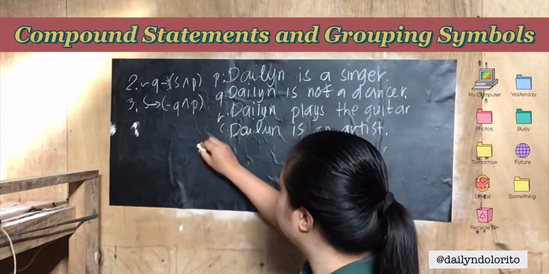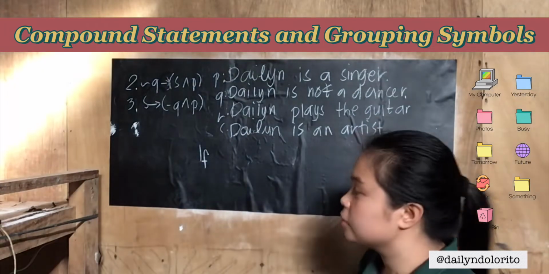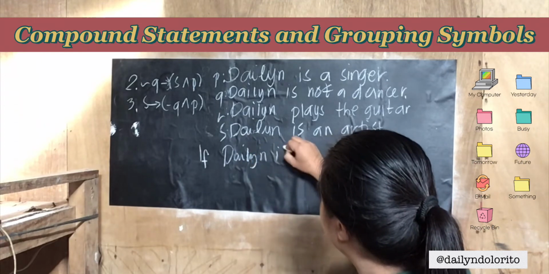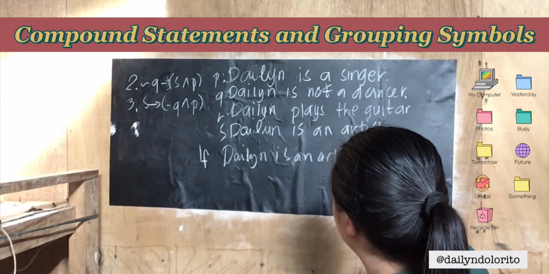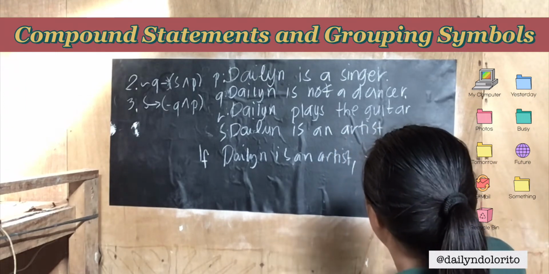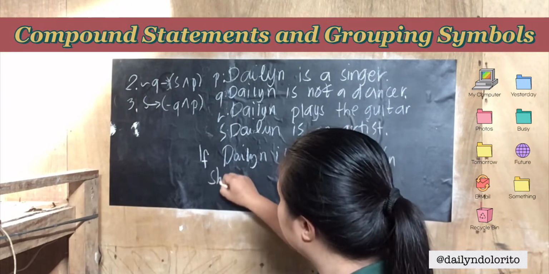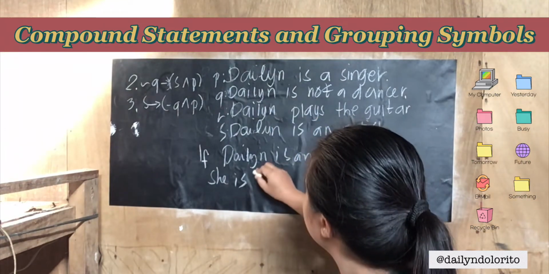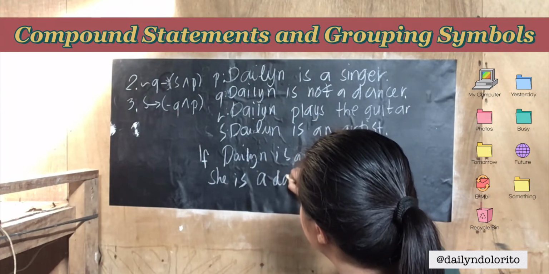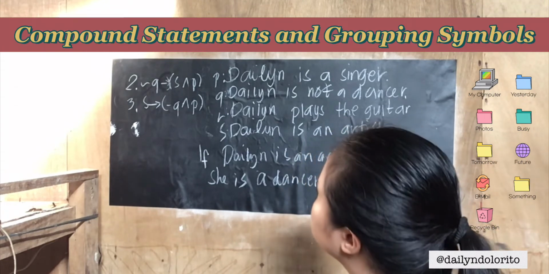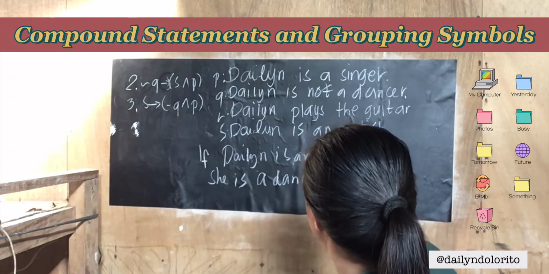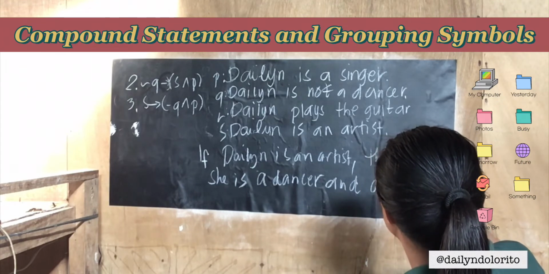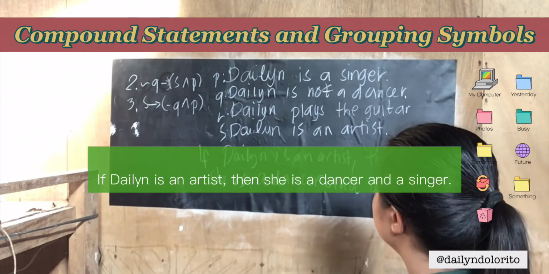Again, if S, if Dailyn is an artist, comma, then she is, again the negation of Q, she is a dancer, and an artist.